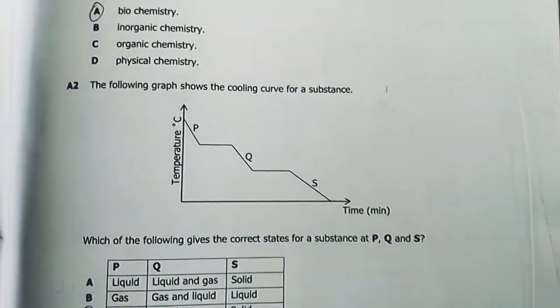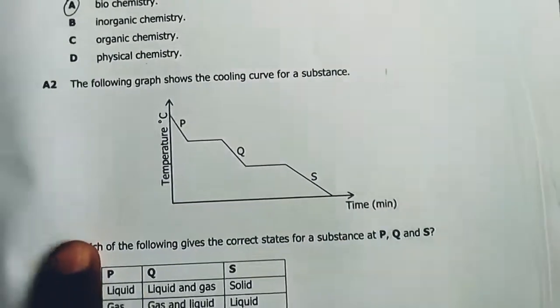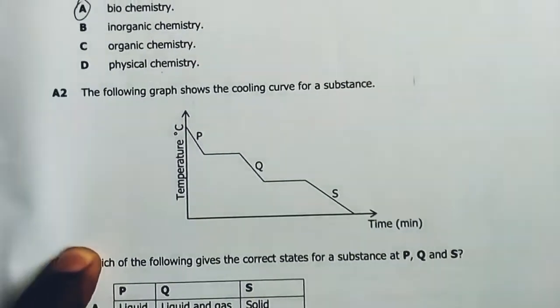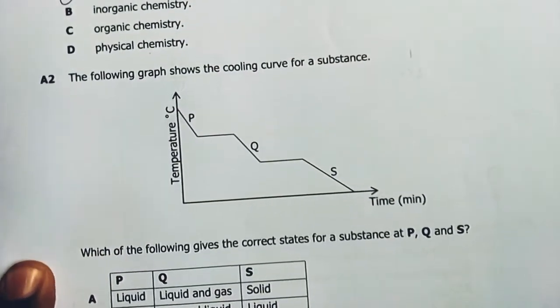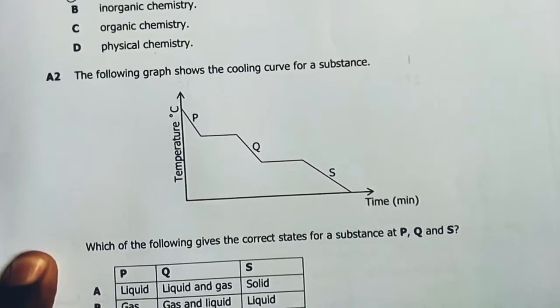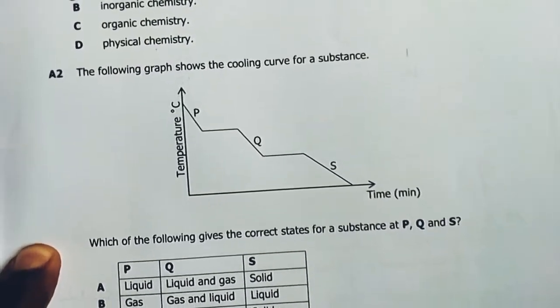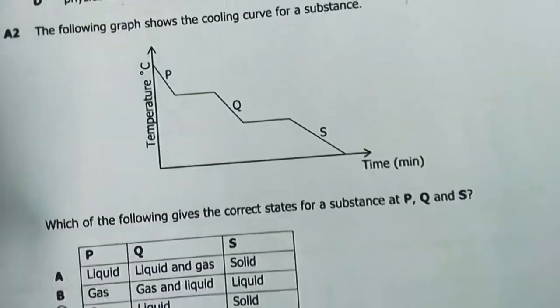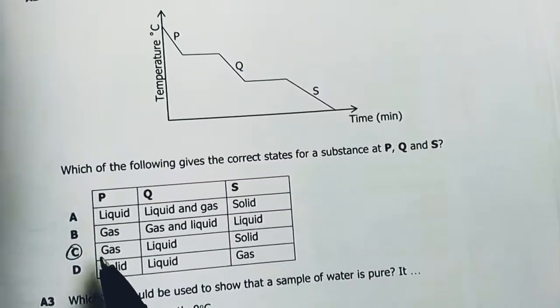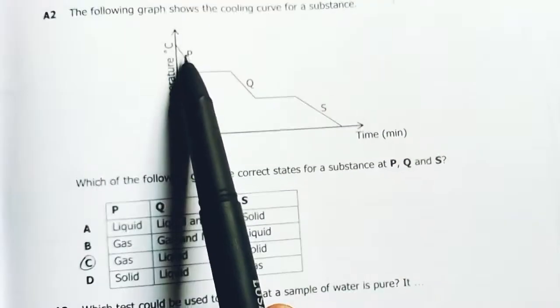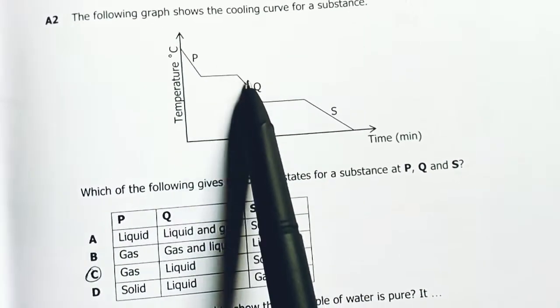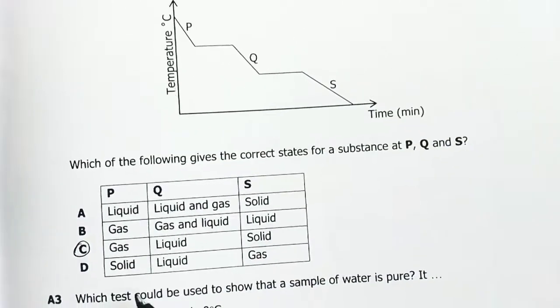Number 2, that's a cooling curve, where in this curve the graph represents a reduction in temperature and the change of state of the substance whose temperature is being reduced. So the answer here is, at this point it's gas, at this point this is condensation, both gas and liquid. It's liquid and solid. The answer here is C.